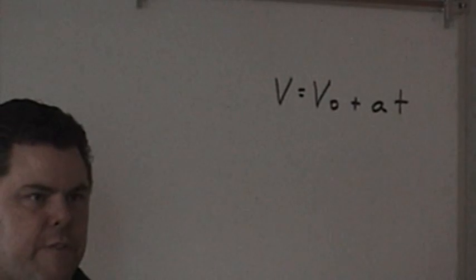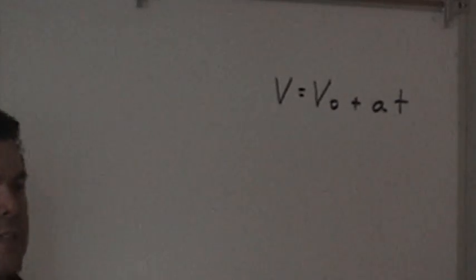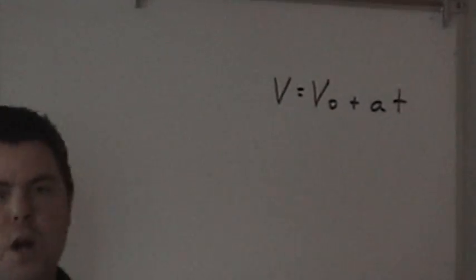How are v and v0 different? What is v0? It's the initial velocity or original velocity. v is the final velocity. Velocity's units are meters per second.